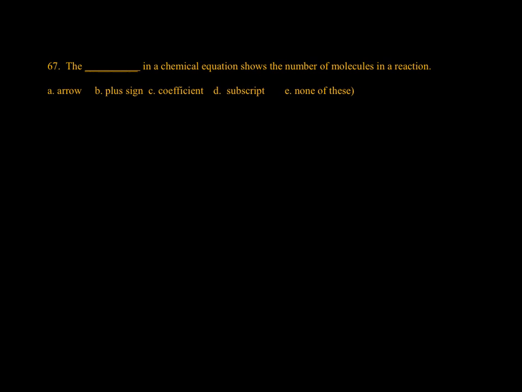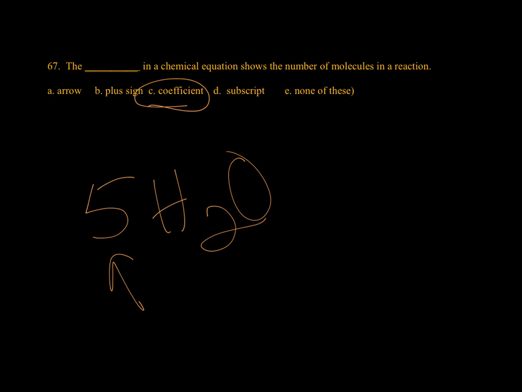What shows the number of molecules in a reaction? Well, that would be the coefficient. Right? That shows you that there are, for example, 5 H2O molecules. That number there is called the coefficient. It could be atoms of an element too, if it's just something like 3 iron atoms. So that's still a coefficient, but basically it's showing you the number of each substance.